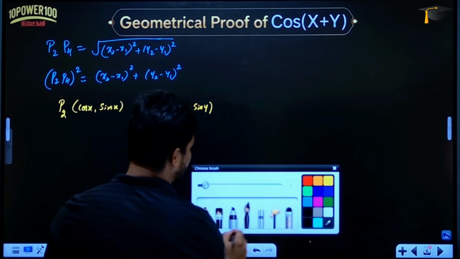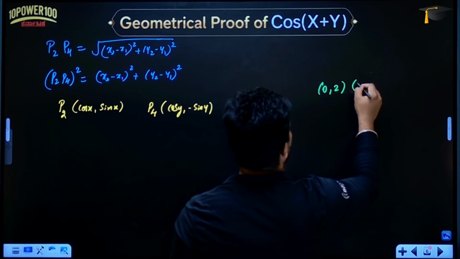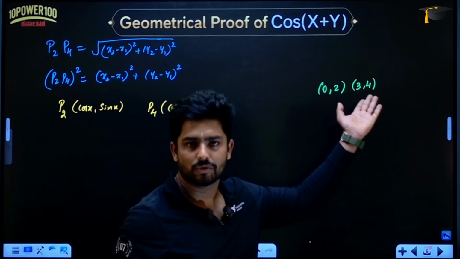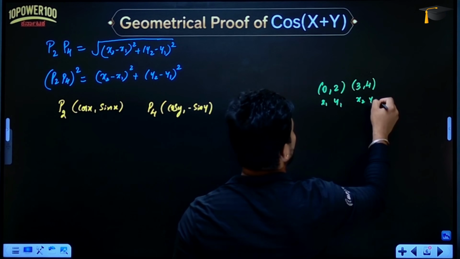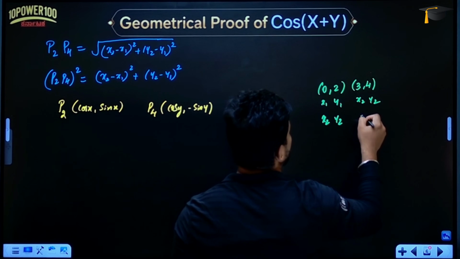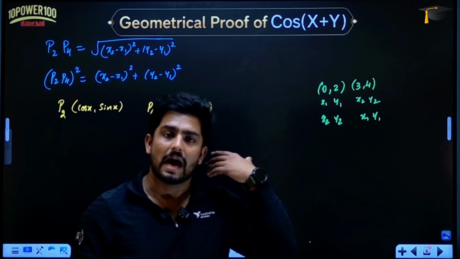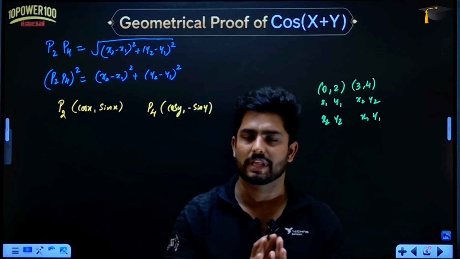Now if I ask you to find the distance between two points, children, between P2 and P4, either of them can be x1 and either can be x2. If I take this as x1 y1 and this as x2 y2, the answer remains the same. If I consider this as x2 y2 and this as x1 y1, the answer remains the same. So no problem about that. Either can be x1 y1 and either can be x2 y2.